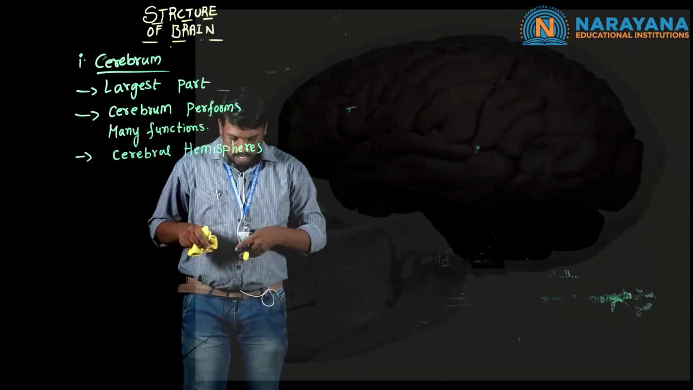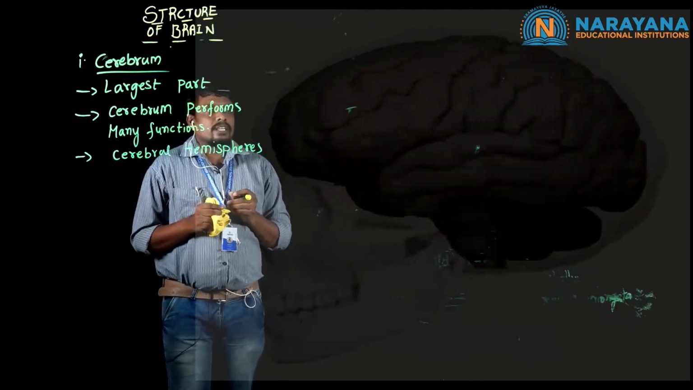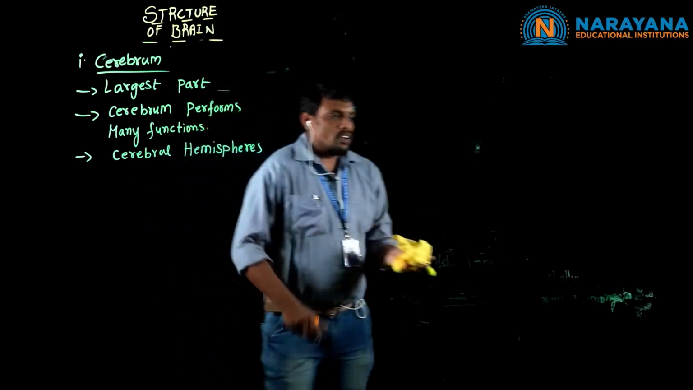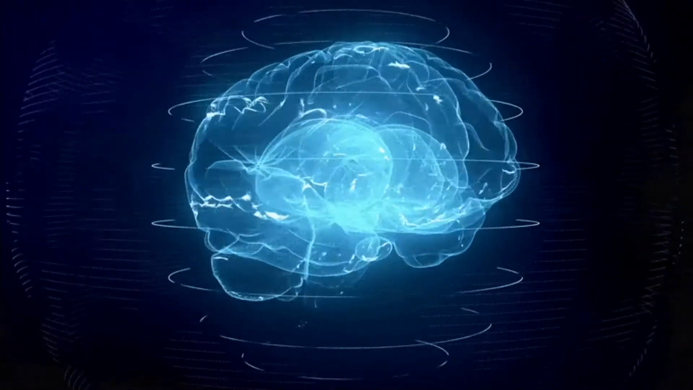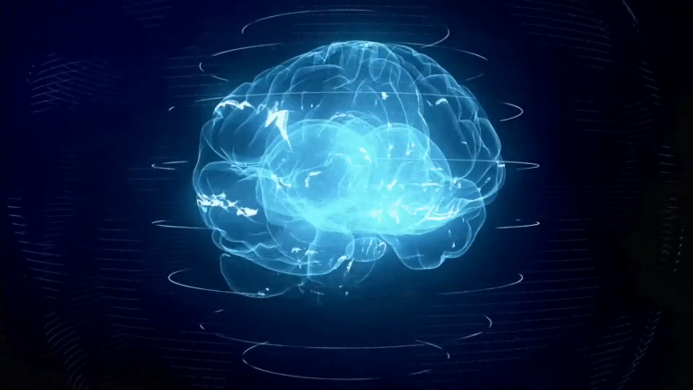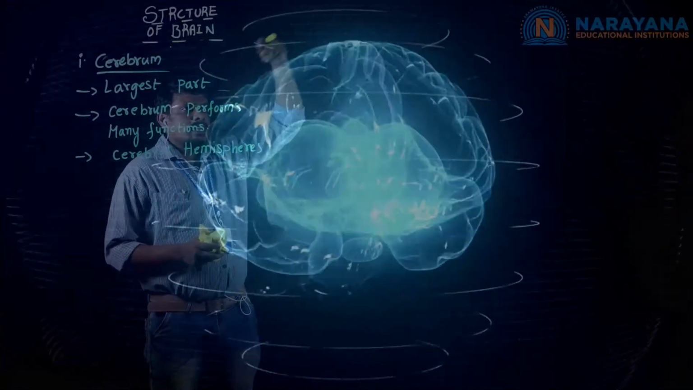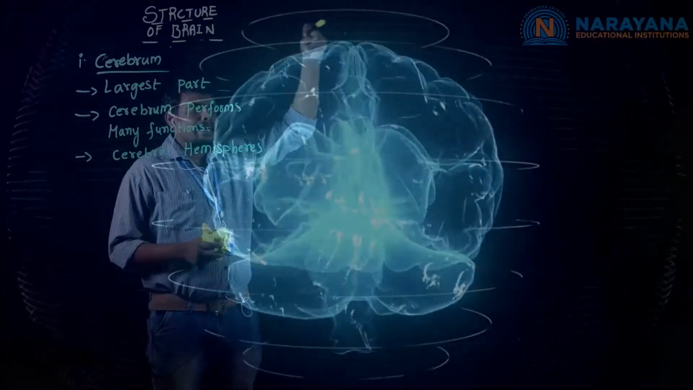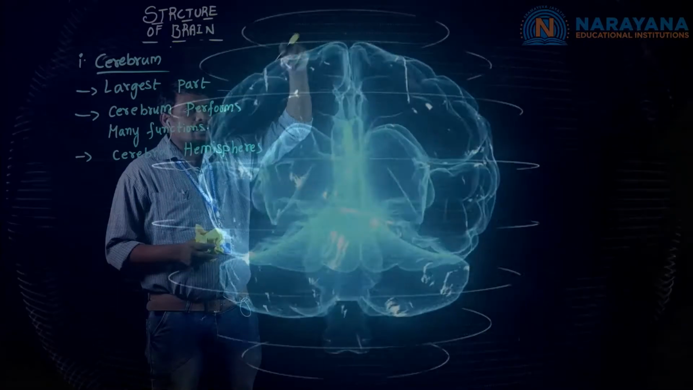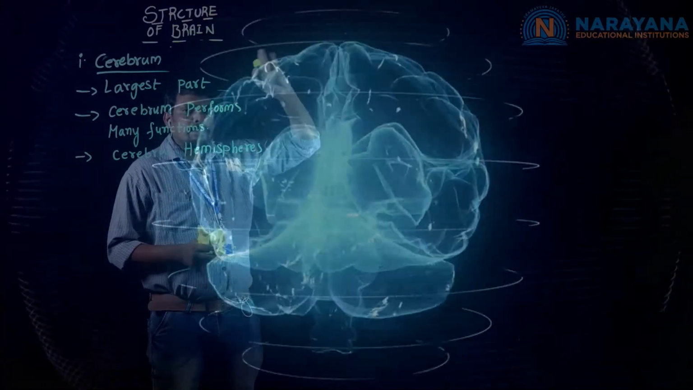Here, I want to show the cerebral hemisphere in this diagram. In the next picture, we can see the structure of a cerebrum. Look at this one, the clear picture of cerebrum. This is called a cerebrum, the largest part in the entire brain. Clear? What is the function of cerebrum?